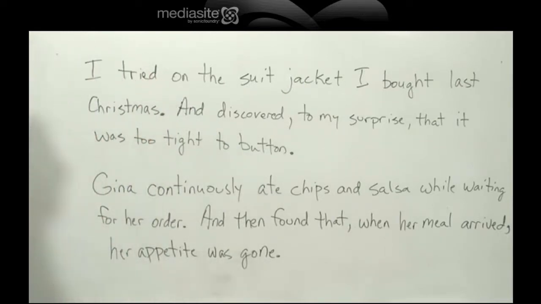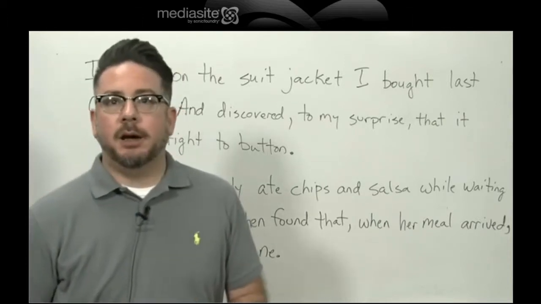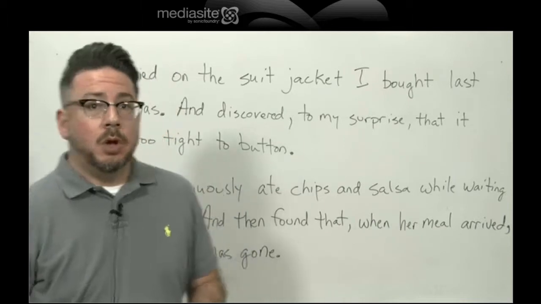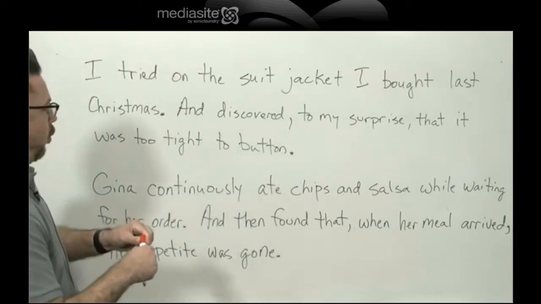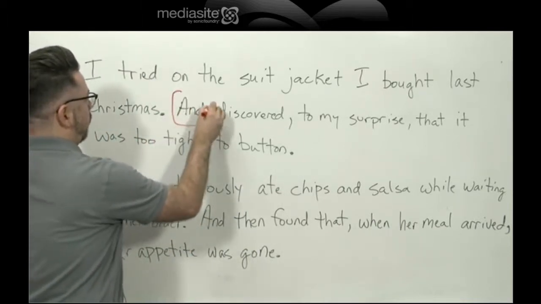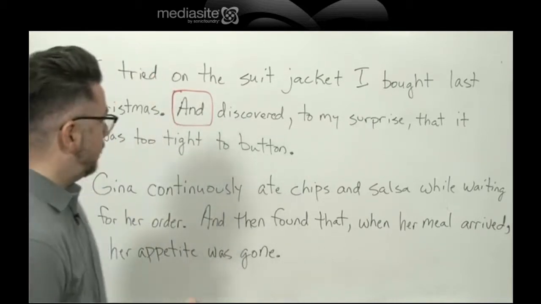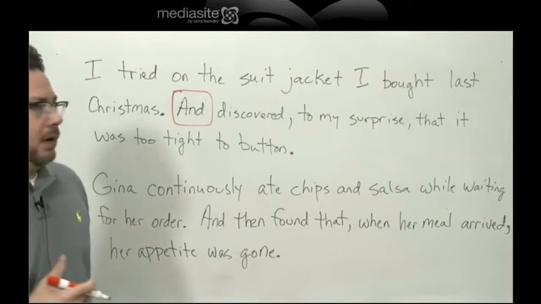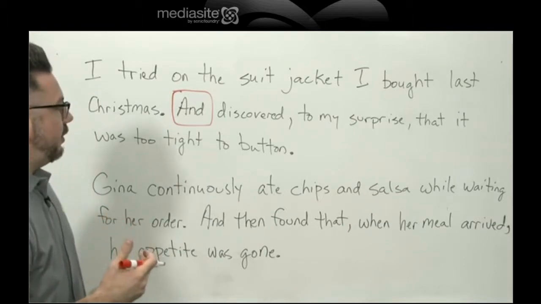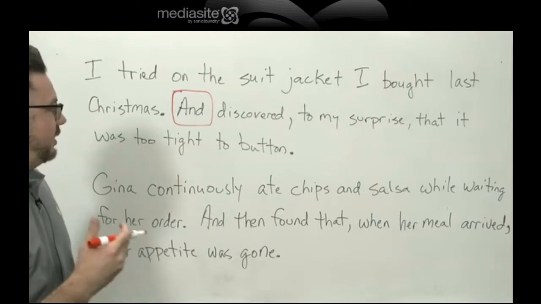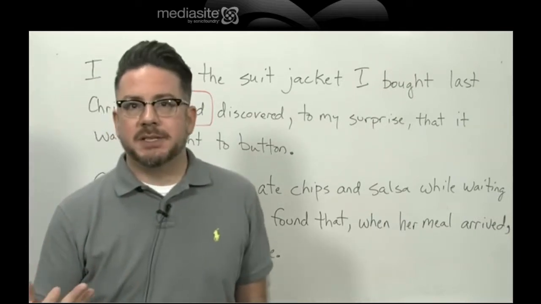The first one: I tried on the suit jacket I bought last Christmas and discovered to my surprise that it was too tight to button. So do you see the fragment here? Well, this word group starts with a joining word, but it is not followed by a subject. So if I were to say this on its own, "and discovered to my surprise that it was too tight to fit," you can hear that we are missing the subject.